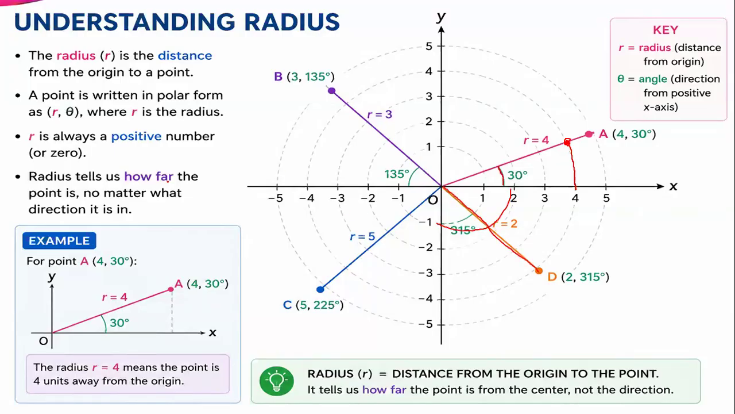The radius tells us how far the point is, no matter what direction it is in. So for example, we have point A, which is 4, and the angle is 30 degrees. If we look on the x-axis here, say we have 4 here, we plot our point somewhere along here, and we have our theta, which is 30 degrees. So our point is 4 units away from the origin, and the origin is here at the center.